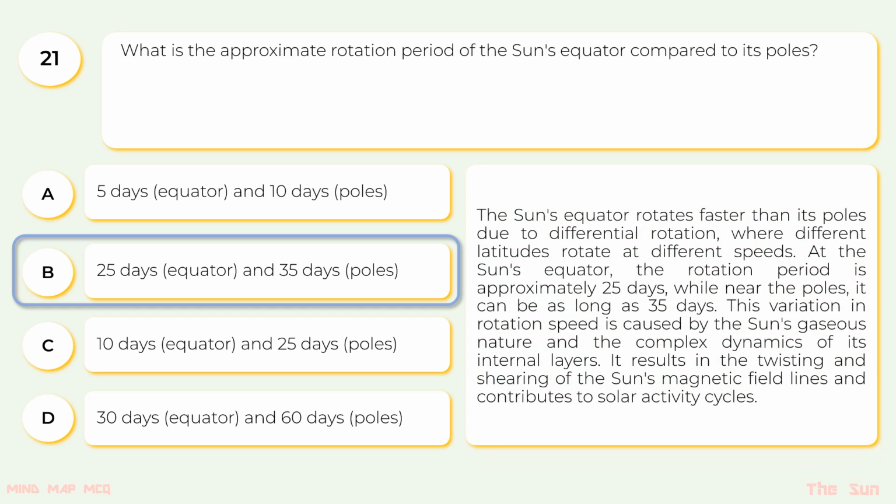The sun's equator rotates faster than its poles due to its differential rotation, where different latitudes rotate at different speeds. At the sun's equator, the rotation period is approximately 25 days, while near the poles it can be as long as 35 days. This variation in rotation speed is caused by the sun's gaseous nature and the complex dynamics of its internal layers. It results in the twisting and shearing of the sun's magnetic field lines and contributes to solar activity cycles.